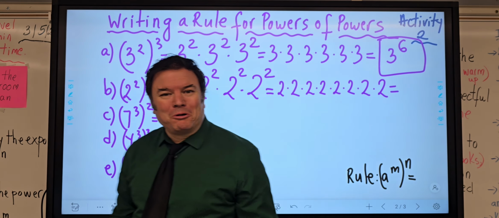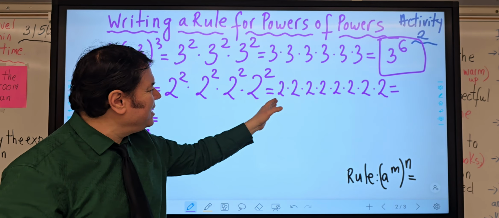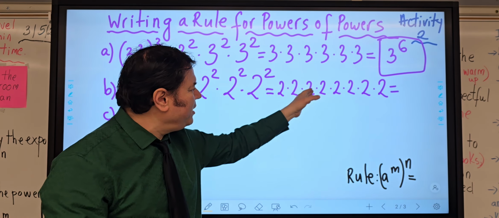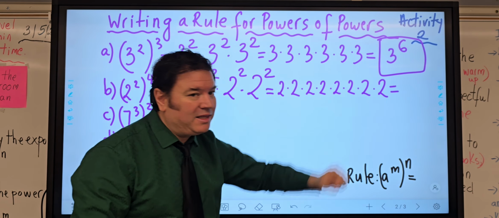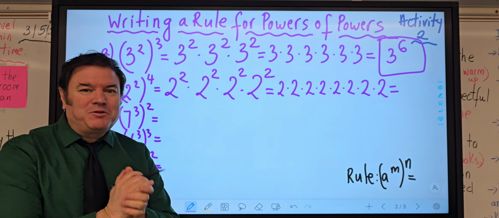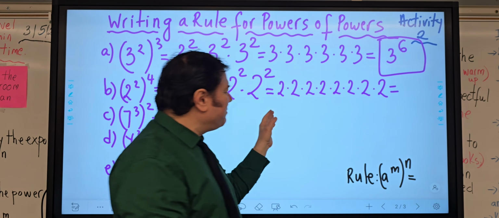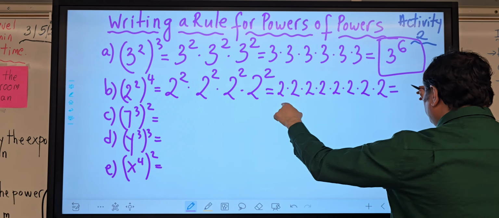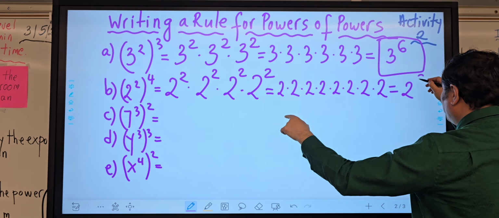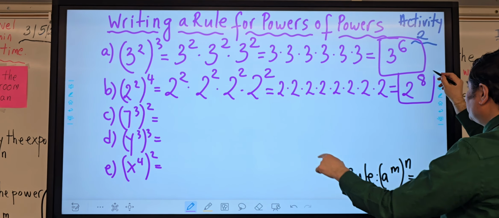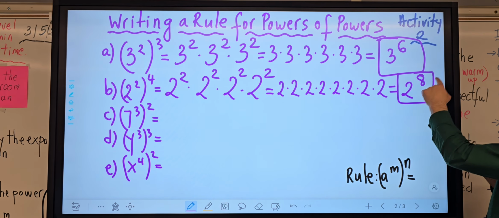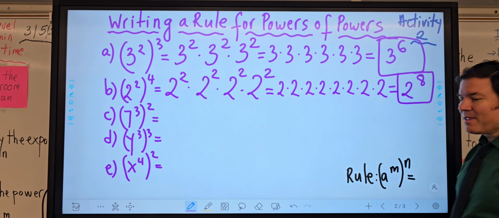Now let's count all the 2's in our sequence here. We have 1, 2, 3, 4, 5, 6, 7, 8. So we have 8 factors of 2, right? 8 2's multiplied together. The base is 2 and the exponent is 8. So the answer would be 2 to the power of 8.